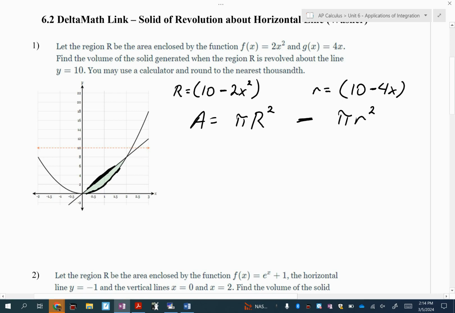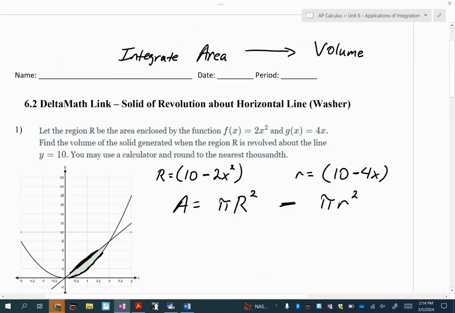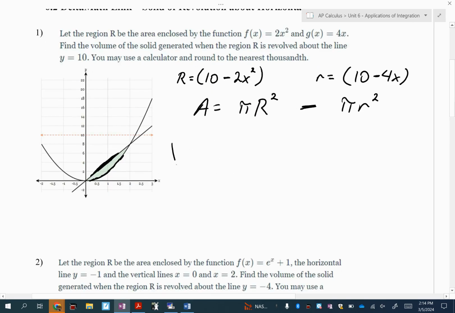But remember, do I want area? No, I want the volume. So I'm going to do the integral of this. Here's the setup. Do you see how they share pi? Pi is in the first one and it's in the second one. Pi is a constant. So where do I put constants? In front of the integral. That's the first setup.